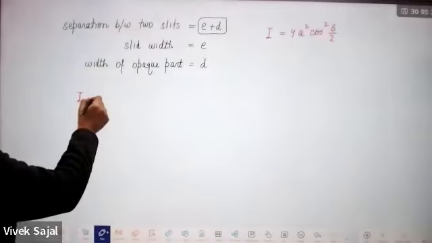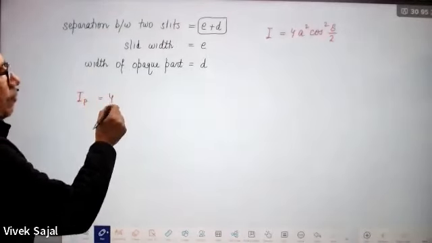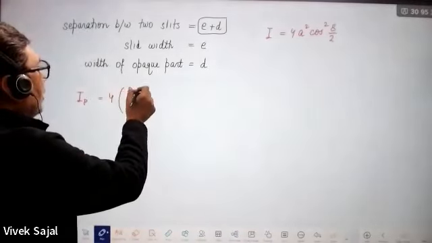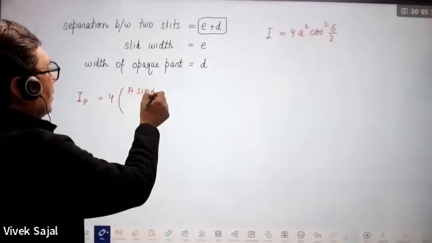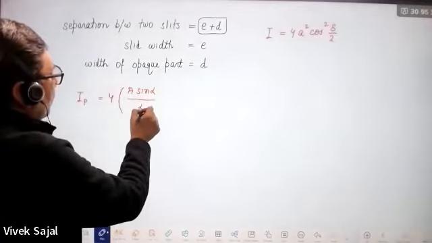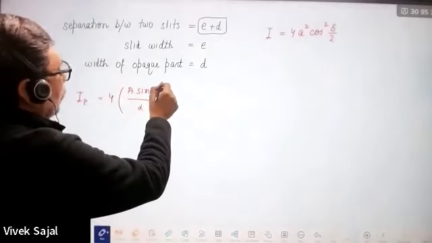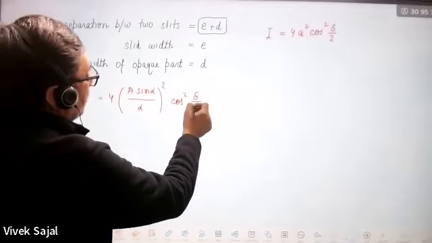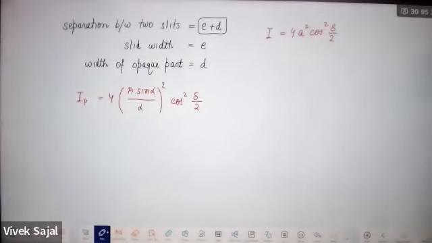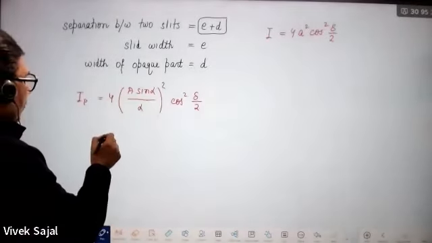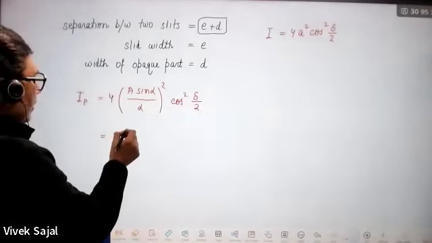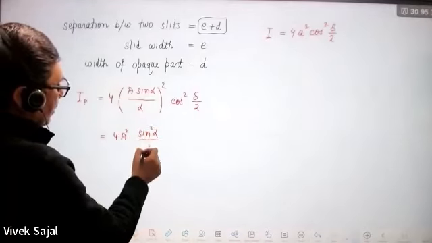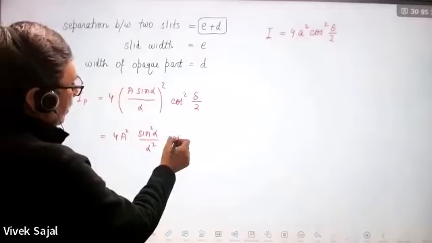So what will it be here? 4 will be as it is. What is the amplitude of both the lights here? That will be A sine alpha upon alpha. This is the amplitude of both, A sine alpha upon alpha and whole square of this. And this is cos square delta by 2. So it will be equal to 4A square sine square alpha upon alpha square, and this is cos square delta by 2.